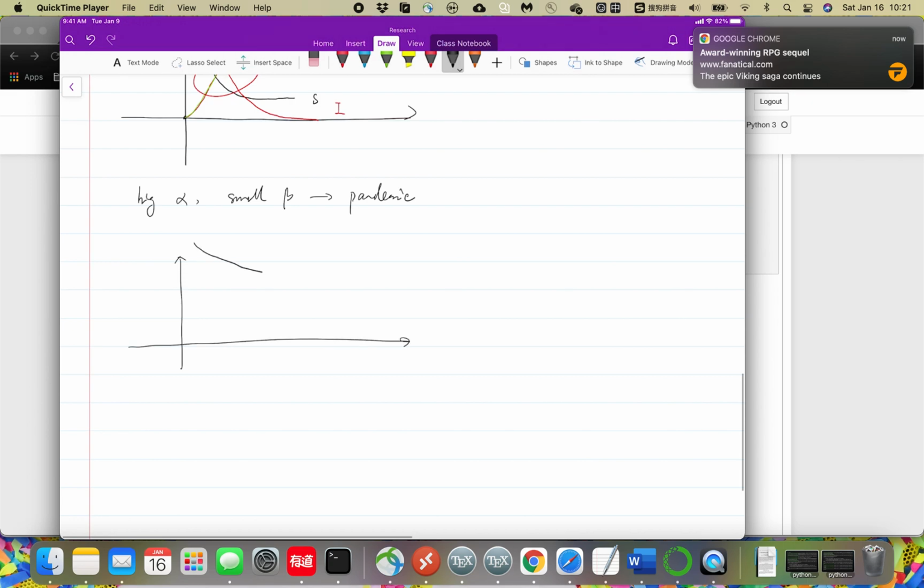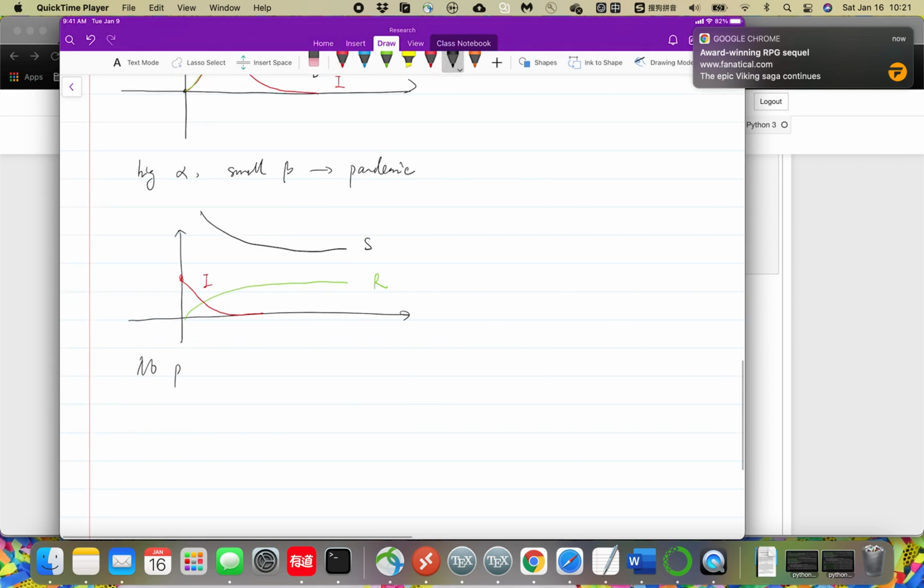That would be the susceptible, just stays like that. So eventually there are a lot of people who didn't even get infected. They don't even need to recover. The people who originally got infected will recover, but only a few people. And then the infected people will be like that. In this case, there's no pandemic. Roughly, it corresponds to a slow spread and a fast recovery.